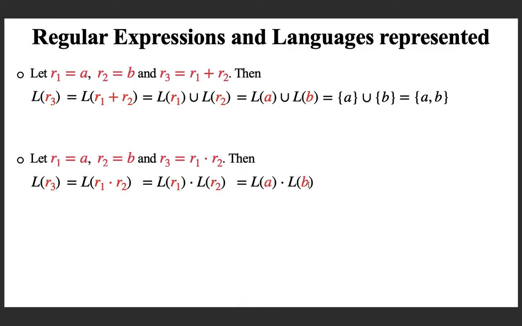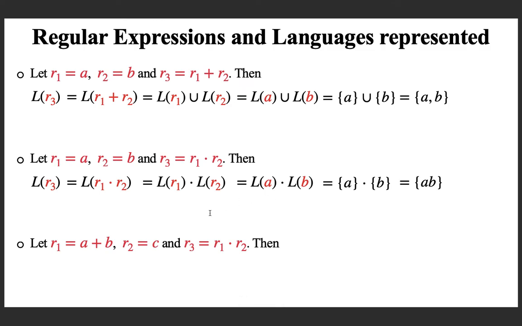R1 is A, R2 is B, and these languages we know. These are the languages. Concatenation is giving you set AB. One more example. Suppose R1 is A plus B and R2 is C. And what is the concatenation of R1, R2 giving you?